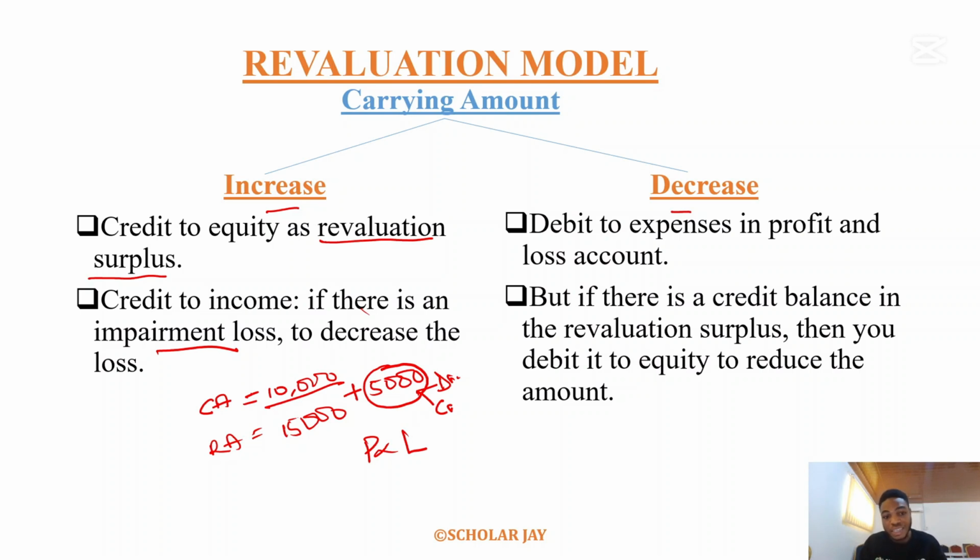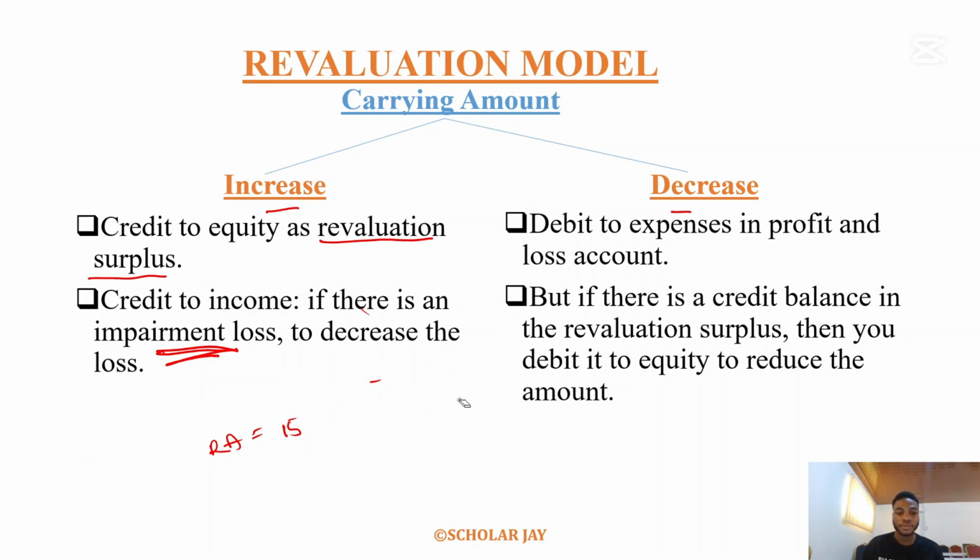It's an expense. So it will be treated as an expense under the P&L account, right? But then if there is already an impairment loss, credit it to your income statement so that it balances it off. It reduces the balance of the loss. It reduces the impairment loss. Are you getting the picture? Good. Now, let's go on.